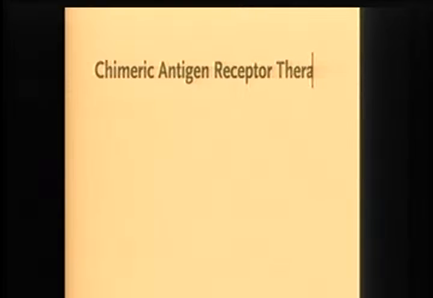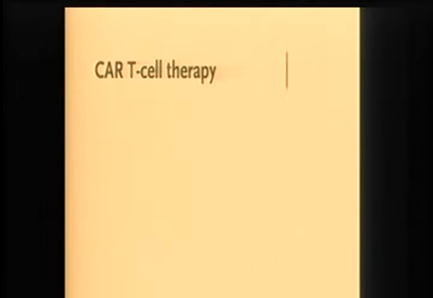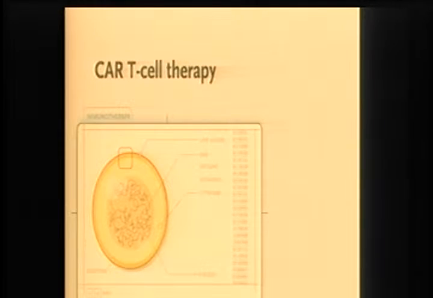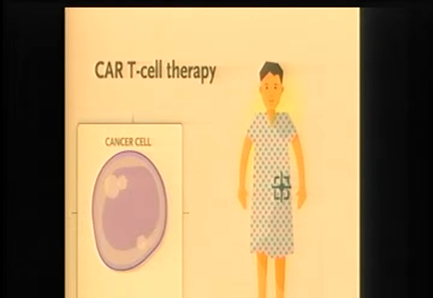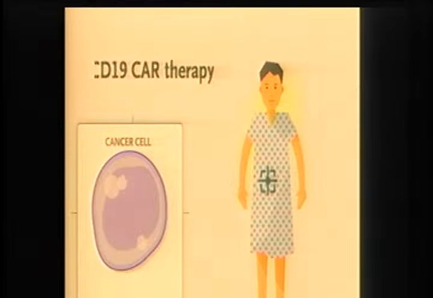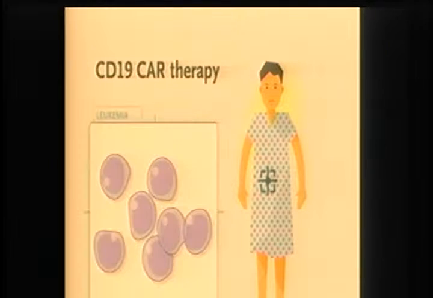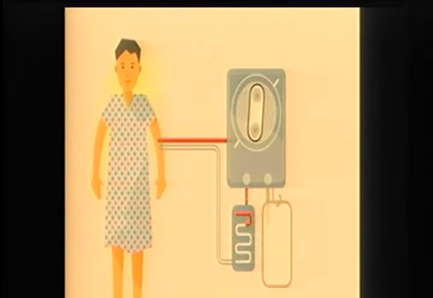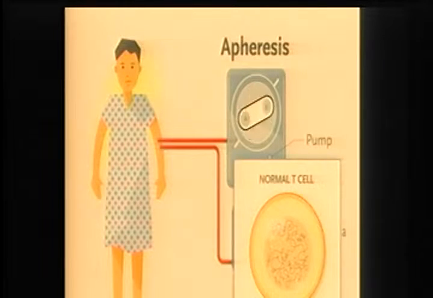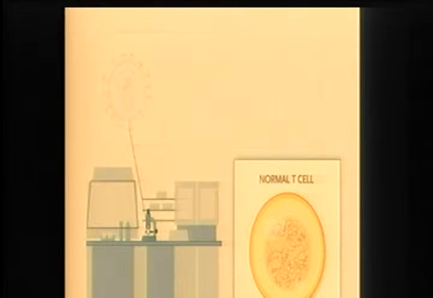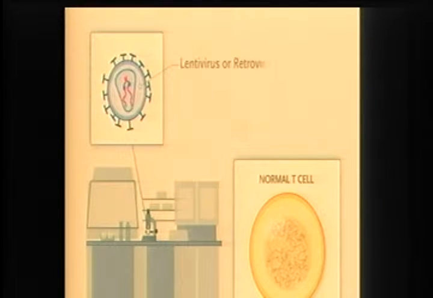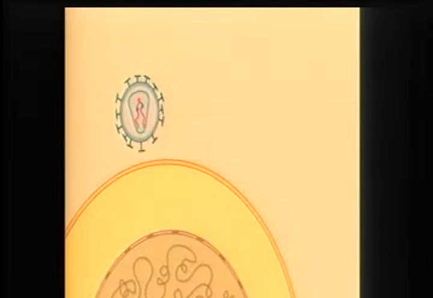Chimeric antigen receptor therapy, or CAR T cell therapy, is an emerging immunotherapy designed specifically to target a patient's cancer cells. To date, the most successful of these therapies, CD19 CAR therapy, targets B cells in leukemia and lymphoma. A patient begins treatment by undergoing apheresis to extract normal T cells. In the laboratory, a modified virus, either a lentivirus or a retrovirus, transfers targeted genetic information into the T cells where it is incorporated into the genome.